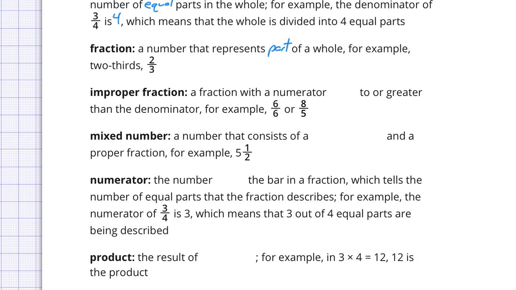An improper fraction is a fraction with a numerator equal to or greater than the denominator, for example, 6/6 or 8/5. A mixed number is a number that consists of a whole number and a proper fraction. For example, 5 1/2. A numerator is the number above the bar in a fraction, which tells the number of equal parts that the fraction describes. For example, the numerator of 3/4 is 3, which means that 3 out of 4 equal parts are being described.